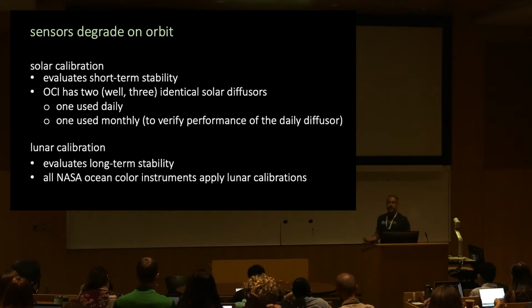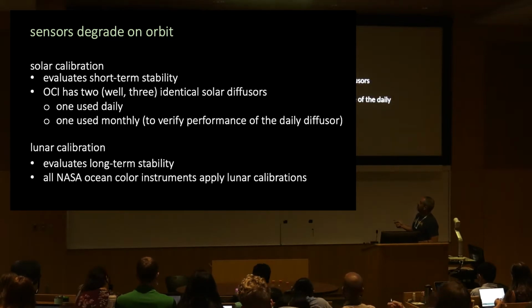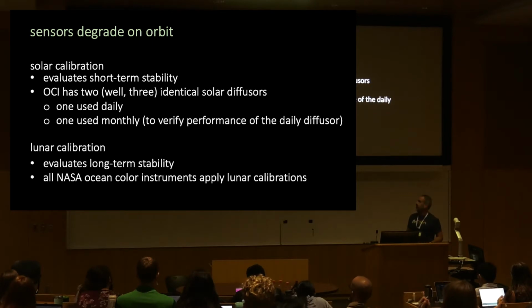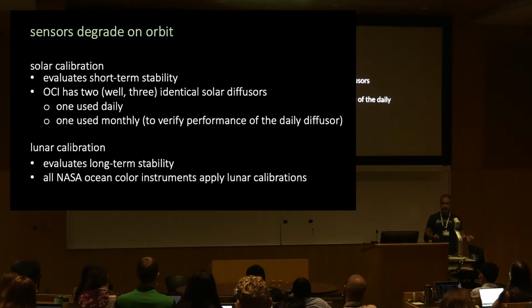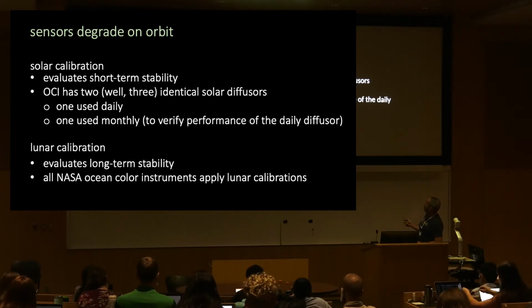So, fact of life, sensors degrade on orbit. Solar calibrations happen, lunar calibrations happen. For solar calibrations, really what you're doing is looking for short-term stability of your instrument. OCI has 3 solar calibrators, as you learned, but 2 are going to be used for temporal calibration. Those 2 are identical. One will be used daily. The other identical one will be used monthly.